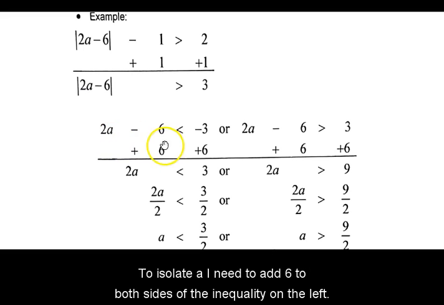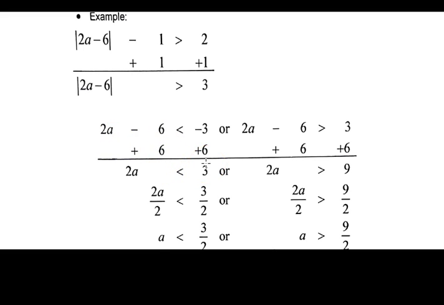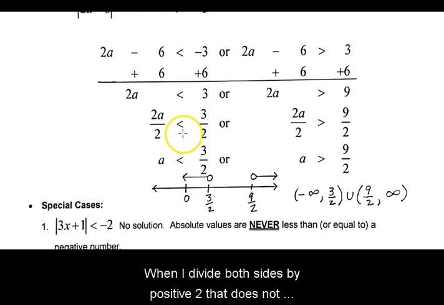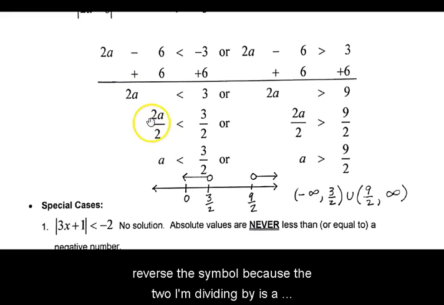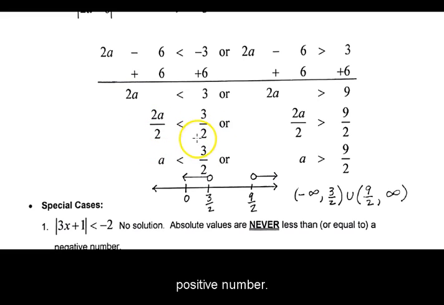To isolate a, I need to add 6 to both sides of the inequality on the left. That gives me 2a is less than 3. Then I divide both sides by +2. When I divide both sides by +2, that does not reverse the symbol because the 2 I'm dividing by is a positive number. That gives me a is less than 3/2.